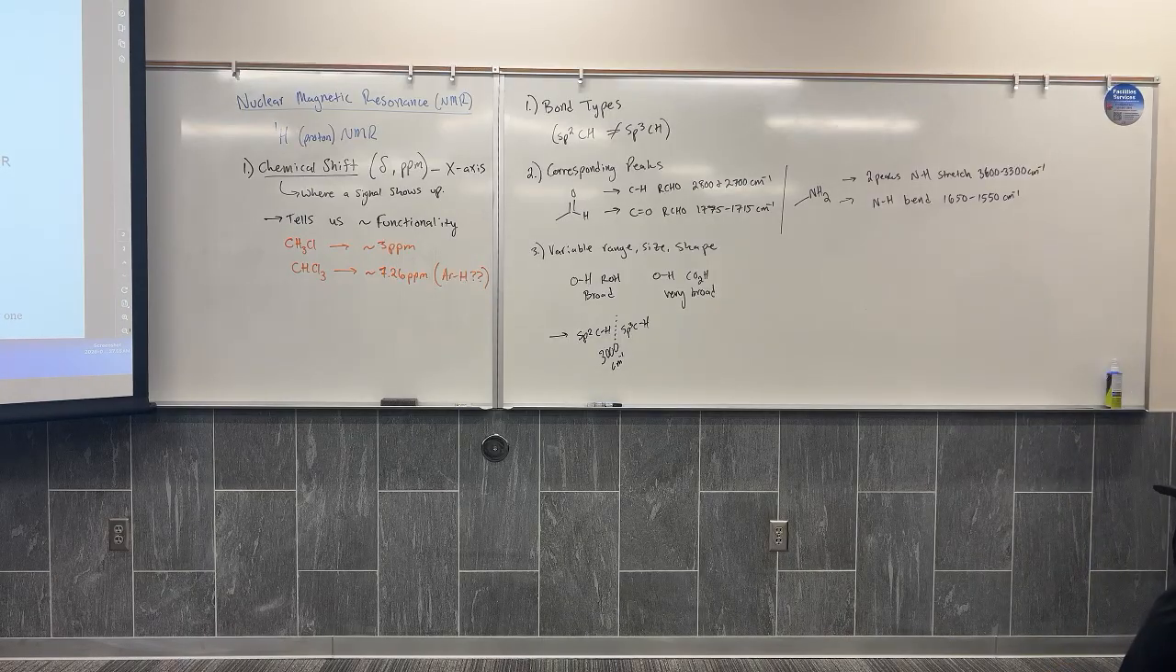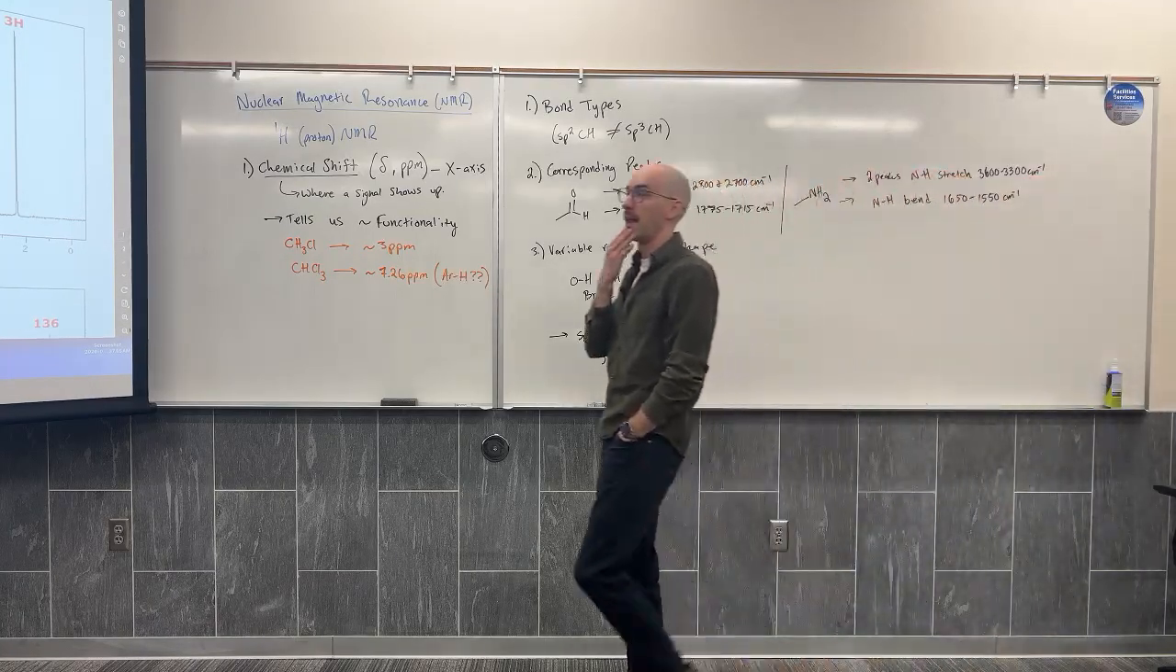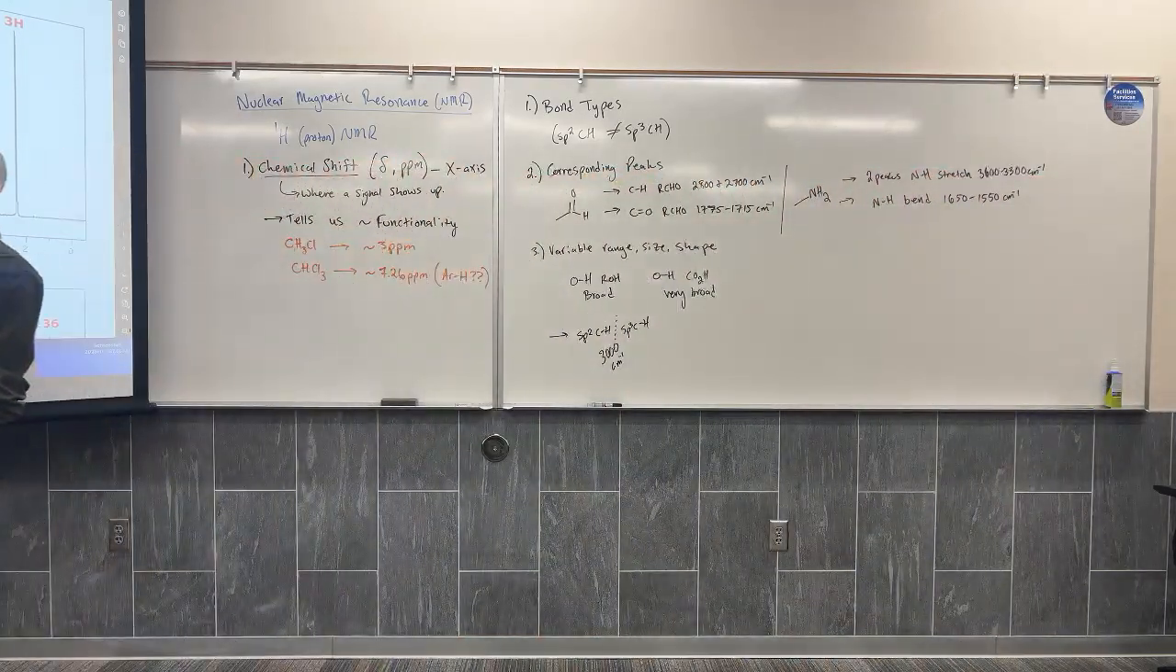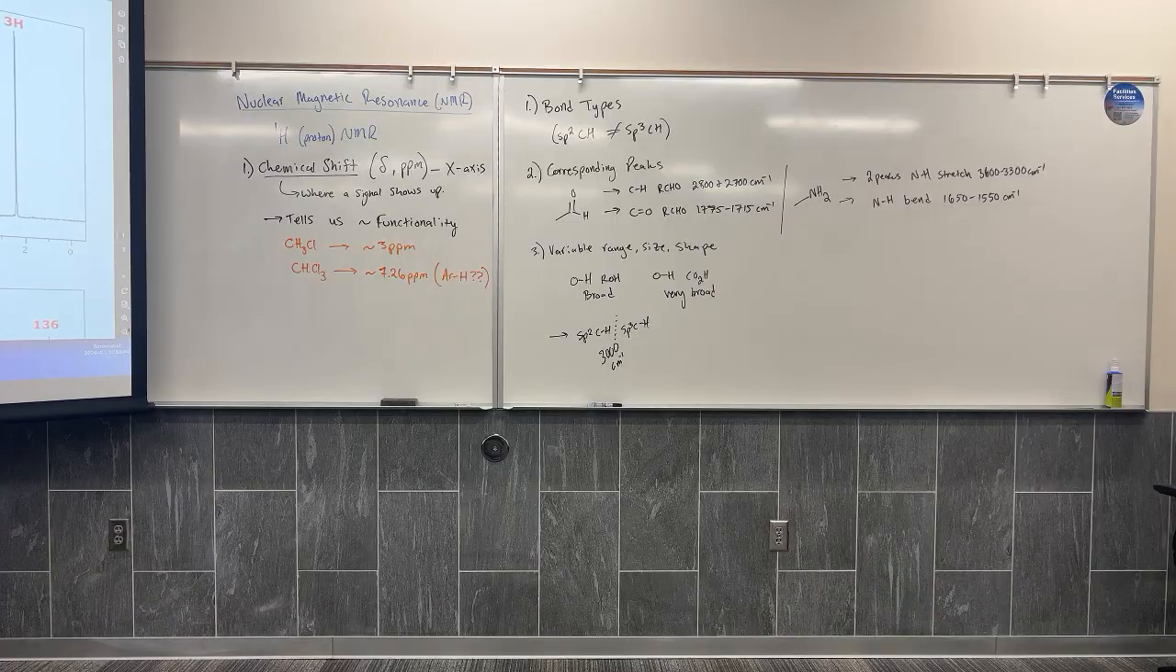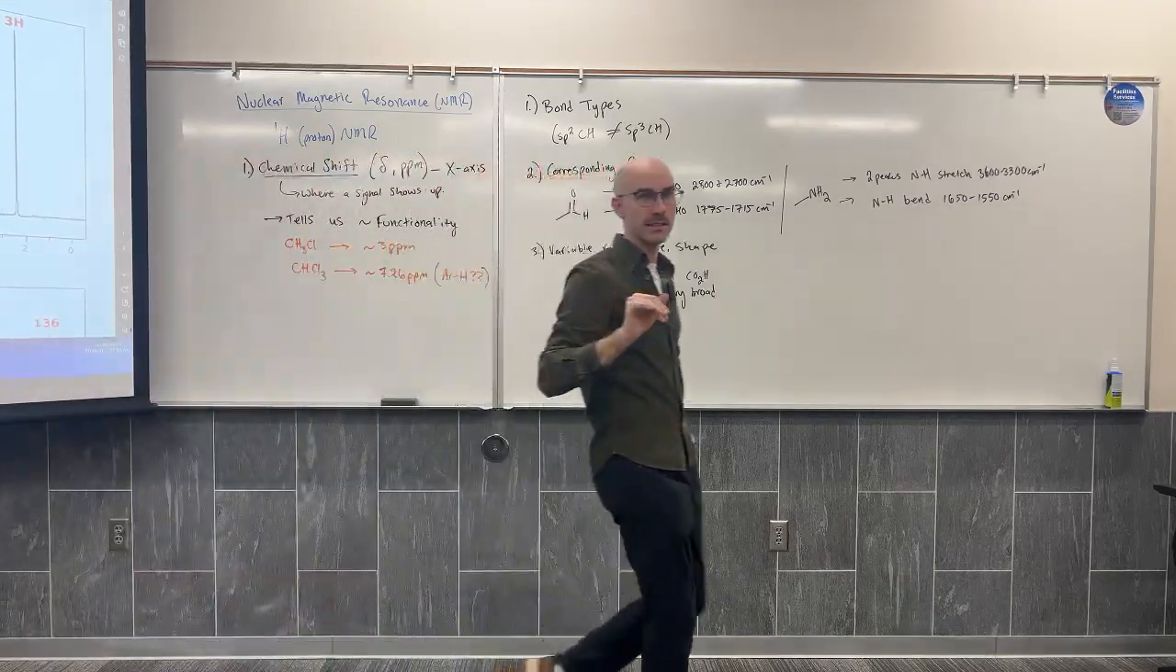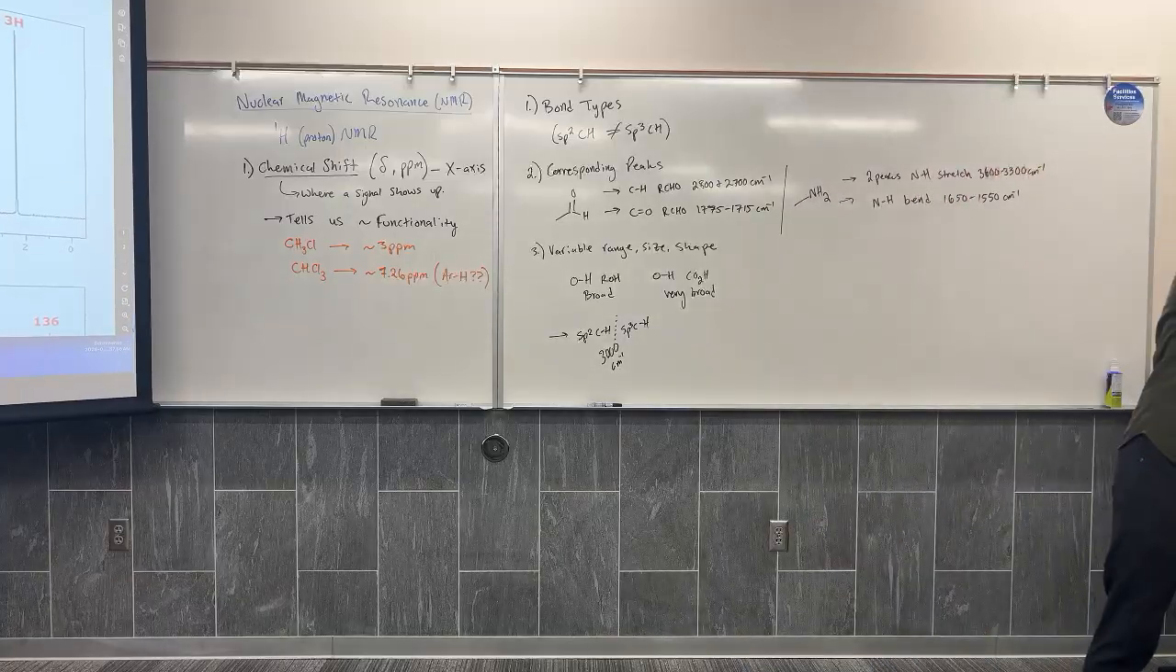So chemical shift is the first, and I would say most important thing about NMR. Spectrum on the left. What can we say with certainty is present or is not present based on chemical shift?